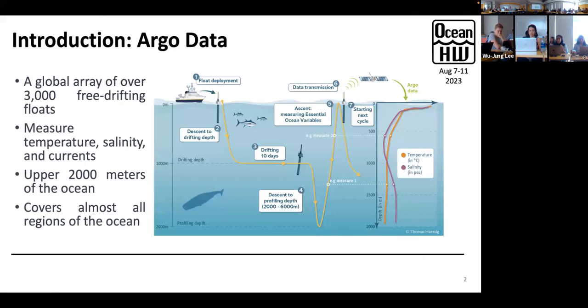So just to introduce what Argo data is, of course everybody knows, it's a global array of over 3,000 free drifting floats, which measures temperature, salinity, and currents for the upper 2,000 meters of the ocean. If you can see, the deployment is here, and then it goes down deep and collects data, and then every 10 days when it comes up, it transmits the data, and with that we have a profile of temperature and salinity, and it covers almost all the regions of the ocean.